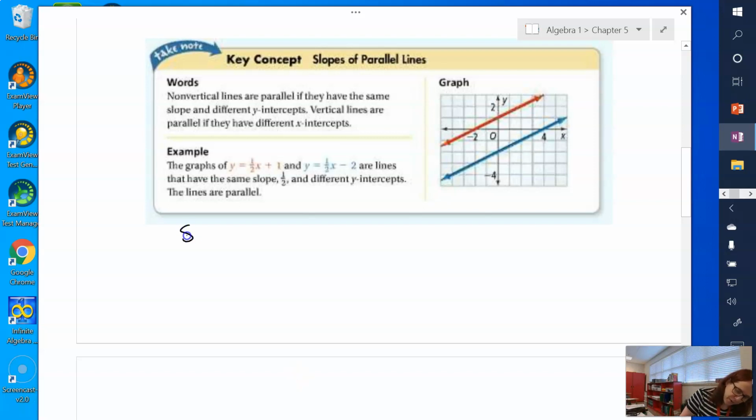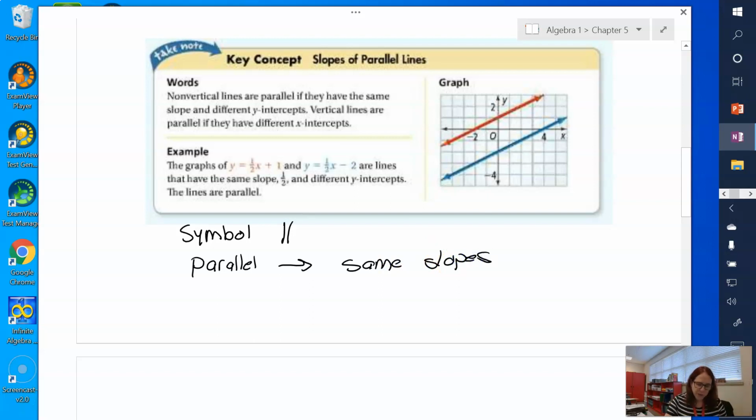Now, the symbol for parallel is two little railroad bars like that. You'll probably use that again next year in geometry. And the way that we guarantee that they're going in the same direction is their slopes have to be the same. So parallel means same slopes.